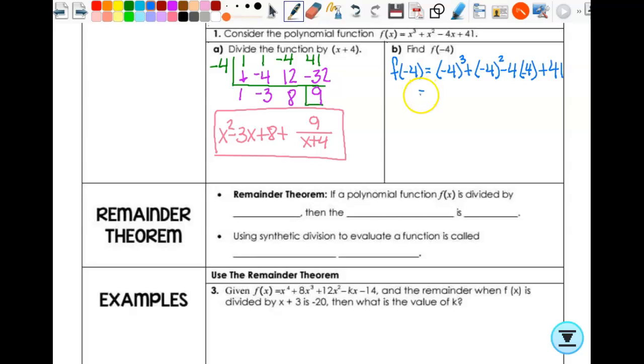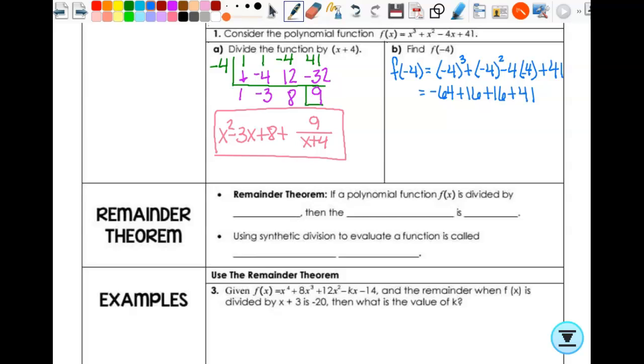So when I do this, negative 4 cubed is negative 4 times negative 4 times negative 4. Is that going to be positive or negative? Negative. And then 4 times 4 is 16. 16 times 4 is 64. And then negative 4 squared is going to give me a positive 16. This is going to give me another positive 16. And then plus 41.